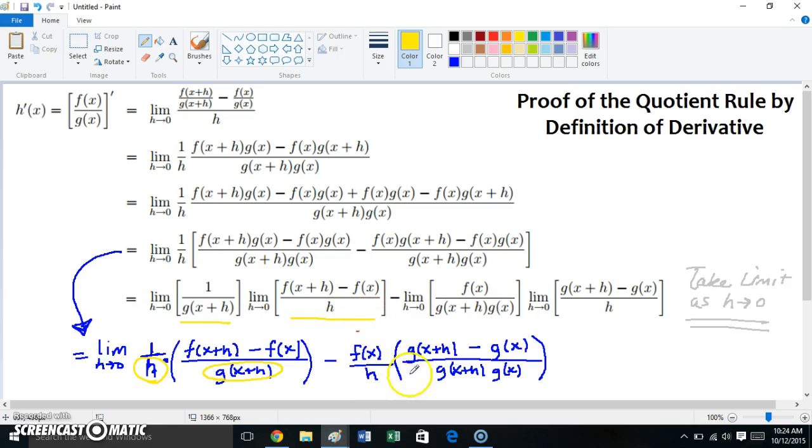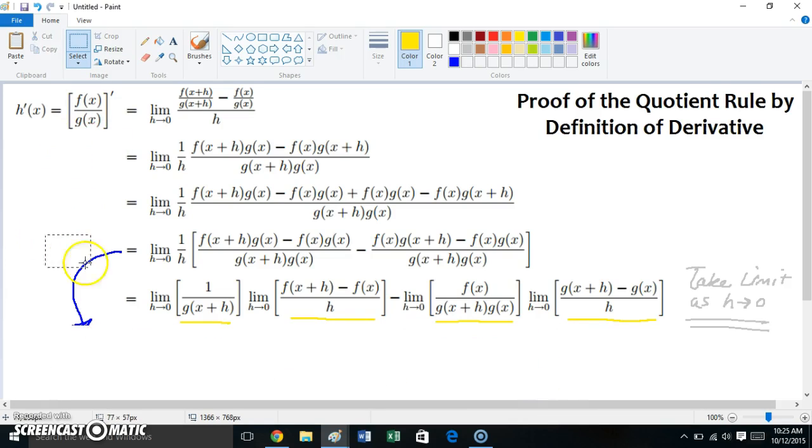Okay, looking at the second fraction, we are going to again swap h and g of x plus h times g of x. So here we have f of x over g of x plus h times g of x. And here we have g of x plus h minus g of x over h. All right, also using the limit properties, we had the limit of products, the limits of the sums. We're breaking that up. The limit of a product is the product of the limits.